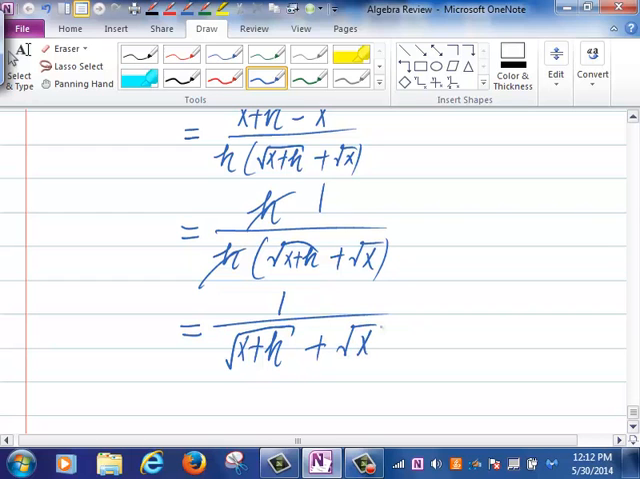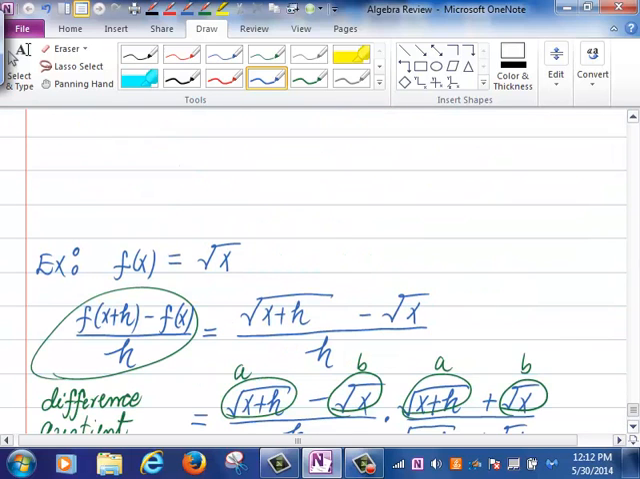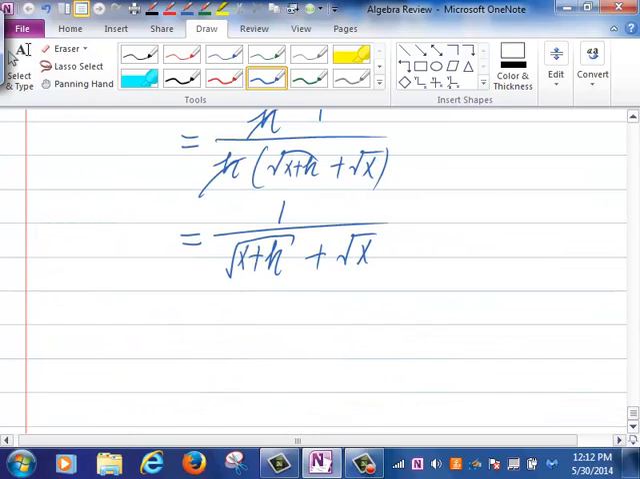Let me tell you why we get rid of h. At the beginning, in the ratio, if I replace h by 0, what do I get? I get root x minus root x, 0. Replace h by 0 in the denominator too, so I get 0 divided by 0. Now, let's see after our computation, what do I get when I replace h by 0? 1 divided by root x plus root x, which is not 0 anymore, right? And you'll see later when we talk about limits, this is what we need to do to come up with the limit of this quantity.